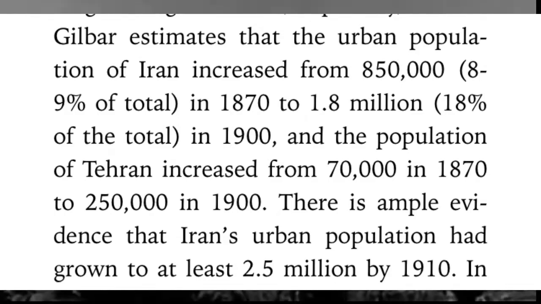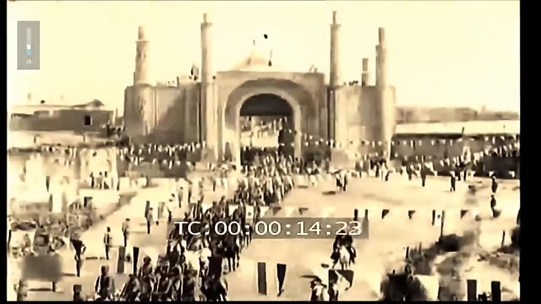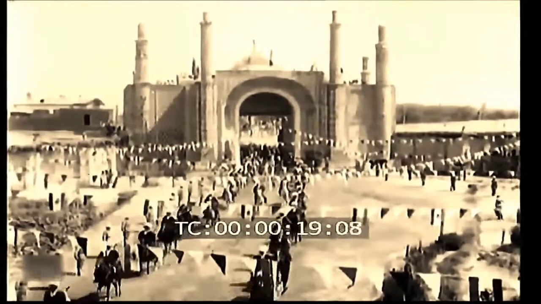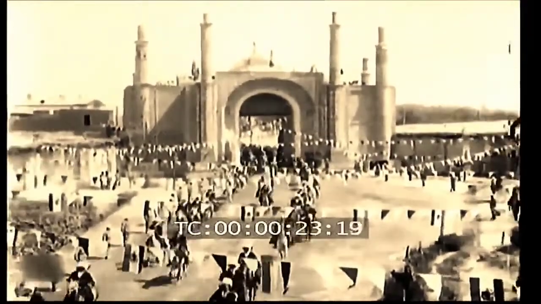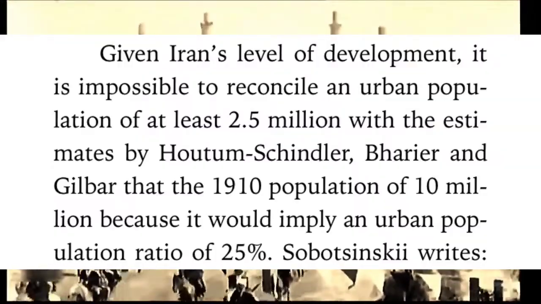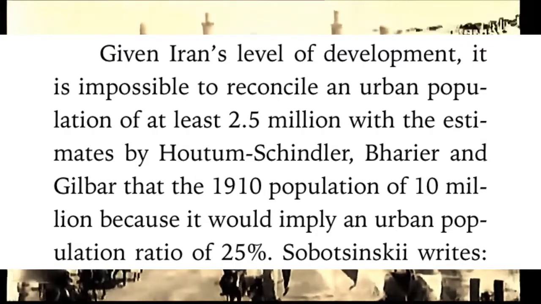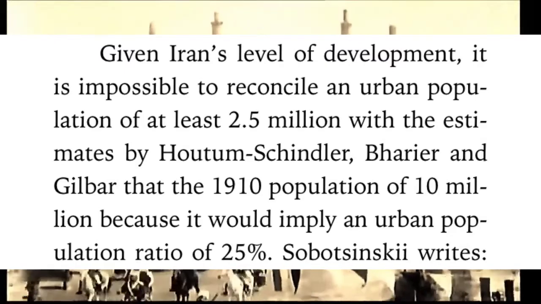So Majd is basically asserting that the numbers that Barrère is giving do not line up at all with the urban population. Because if you use the numbers that he uses, that would mean that the urban population was over 25% of the population, which simply isn't possible. "Given Iran's level of development, it is impossible to reconcile an urban population of at least 2.5 million with the estimates by Hodam, Schlender, Barrère, and Gilbar that the 1910 population was 10 million, because it would imply an urban population ratio of 25%."